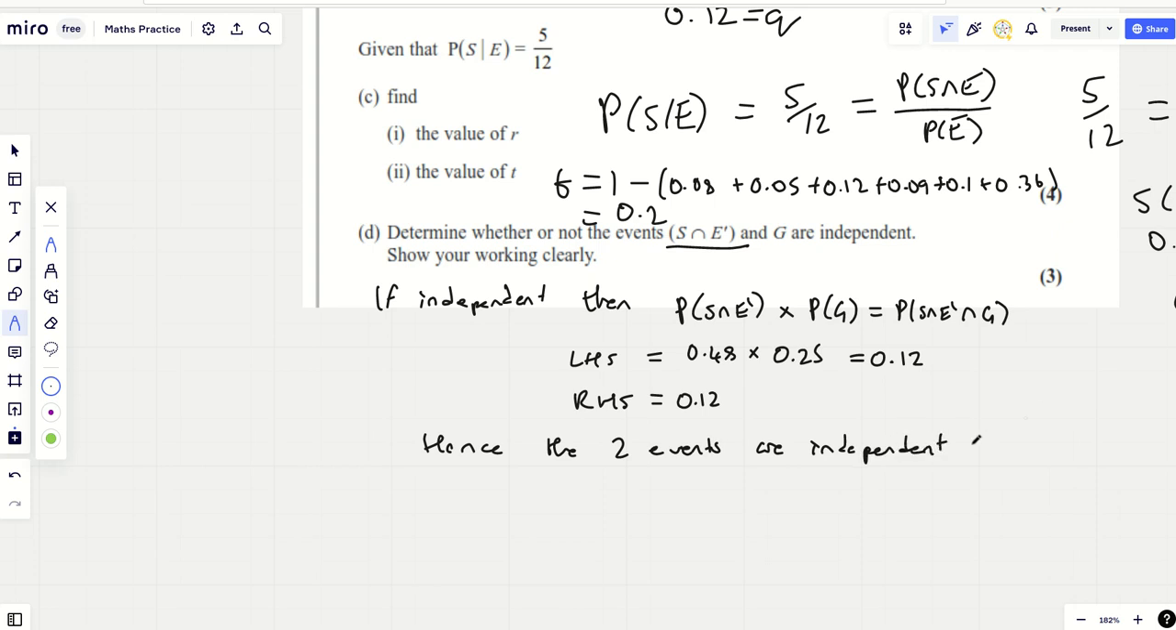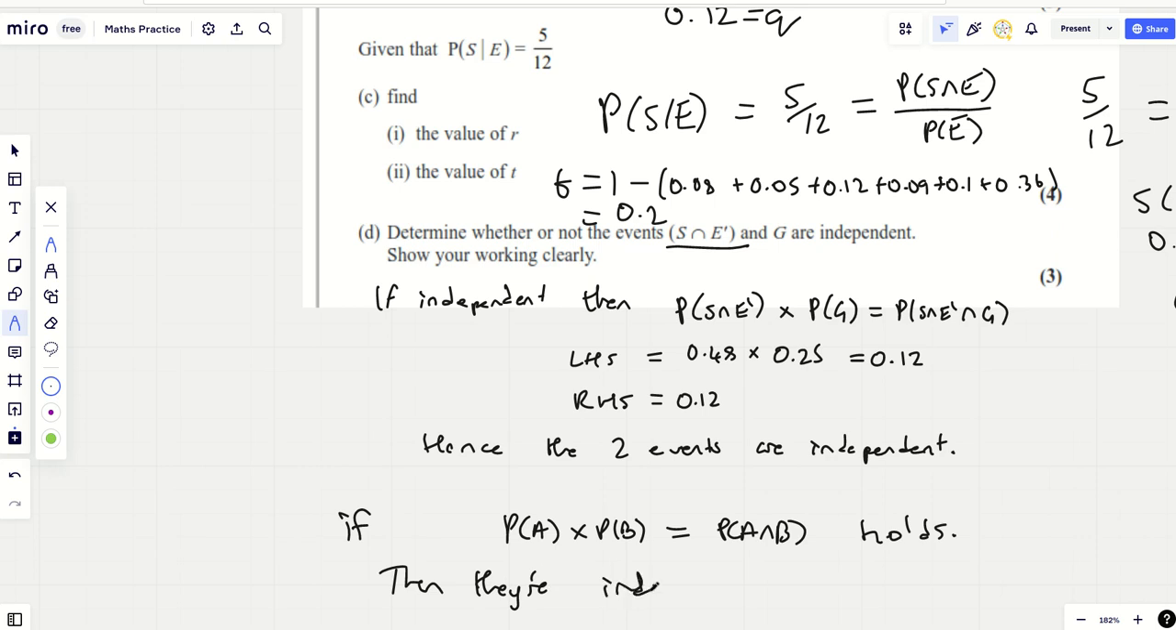That's what I call a test for independence. If P of A times P of B equals P of A and B, that is a test for independence, and if this holds, then they're independent. So always use that if they ever ask you for a test of independence.